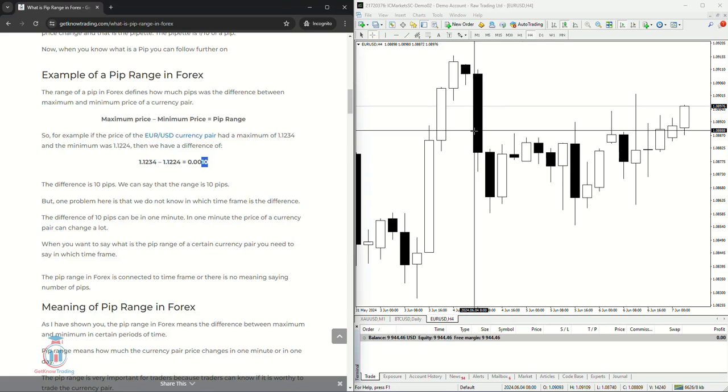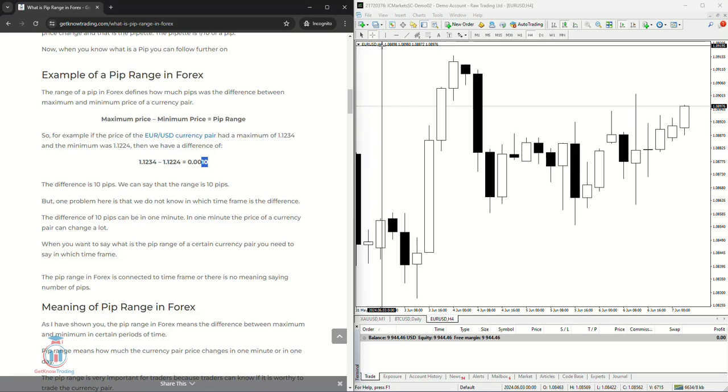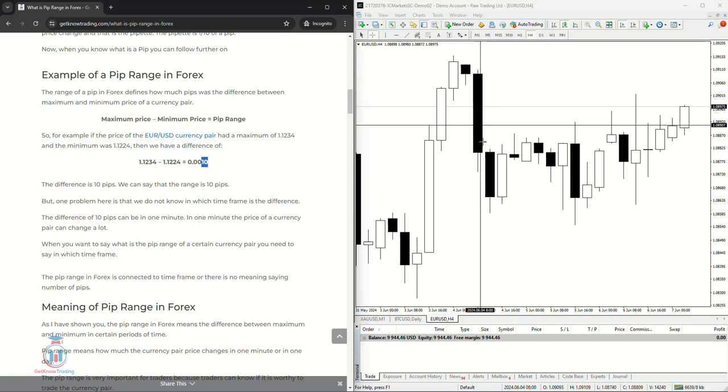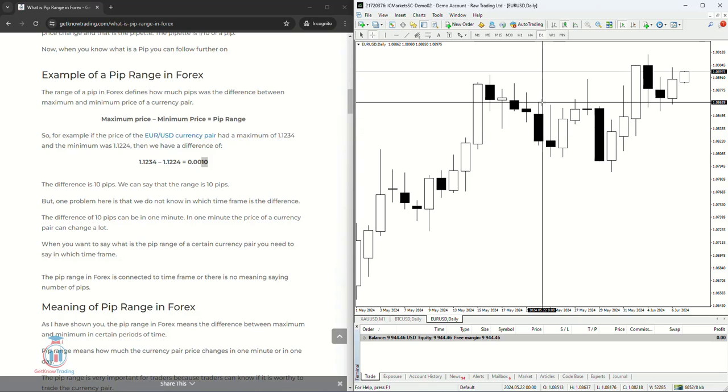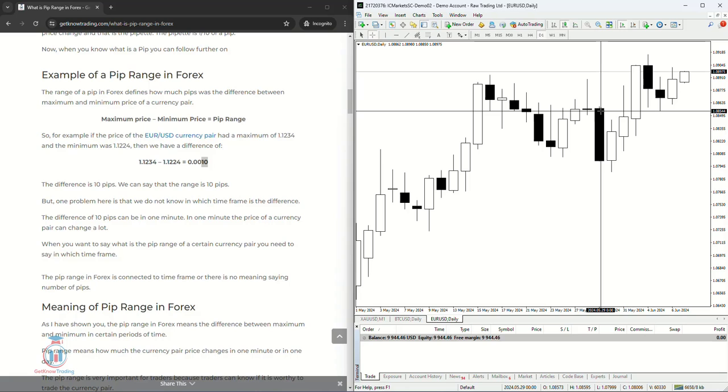A Pip range is defined by the time frame. So in this case, I have a 4-hour time frame. When I go to the daily time frame, this means each candle here represents 1 day. So on this day, which is 29 of May 2024, when I go from the top to the bottom, where there is the lowest price, it says 595, which means 59.5 pips was a Pip range for that day.